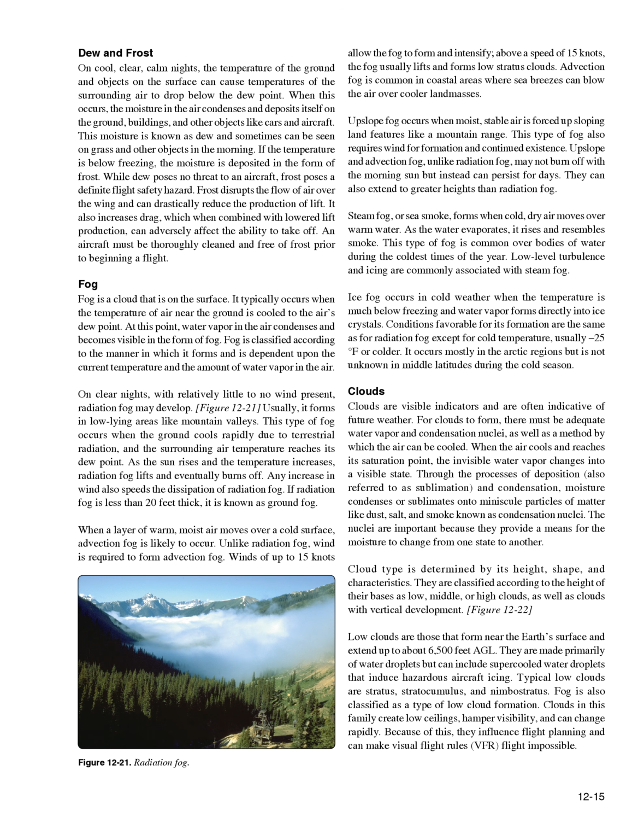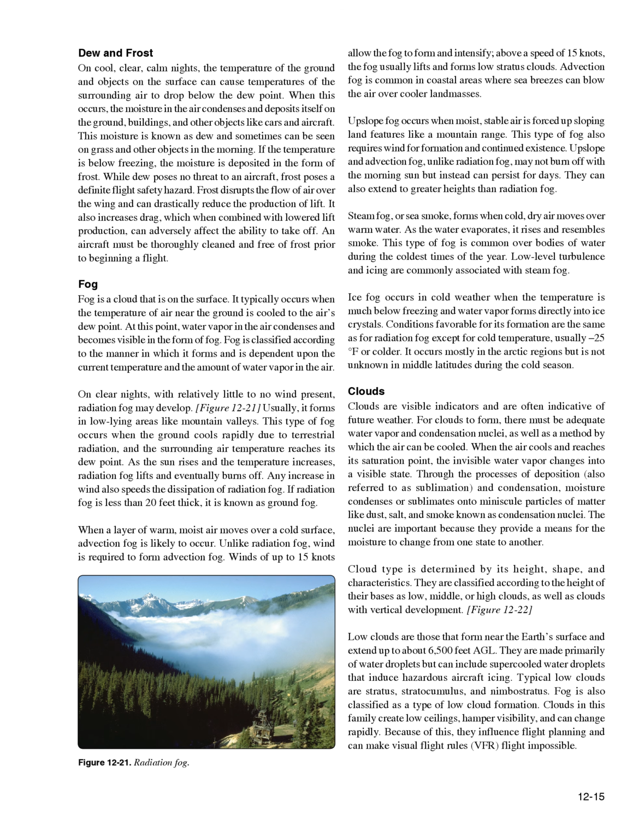Fog is a cloud that is on the surface. It typically occurs when the temperature of air near the ground is cooled to the air's dew point. At this point, water vapor in the air condenses and becomes visible in the form of fog. Fog is classified according to the manner in which it forms and is dependent upon the current temperature and the amount of water vapor in the air.